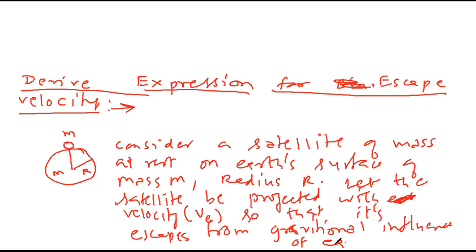Draw the diagram and write this much as the first paragraph. Consider a satellite of mass m at rest on Earth's surface of mass capital M, radius capital R. Let the satellite be projected with velocity ve so that it escapes from the gravitational influence of Earth.